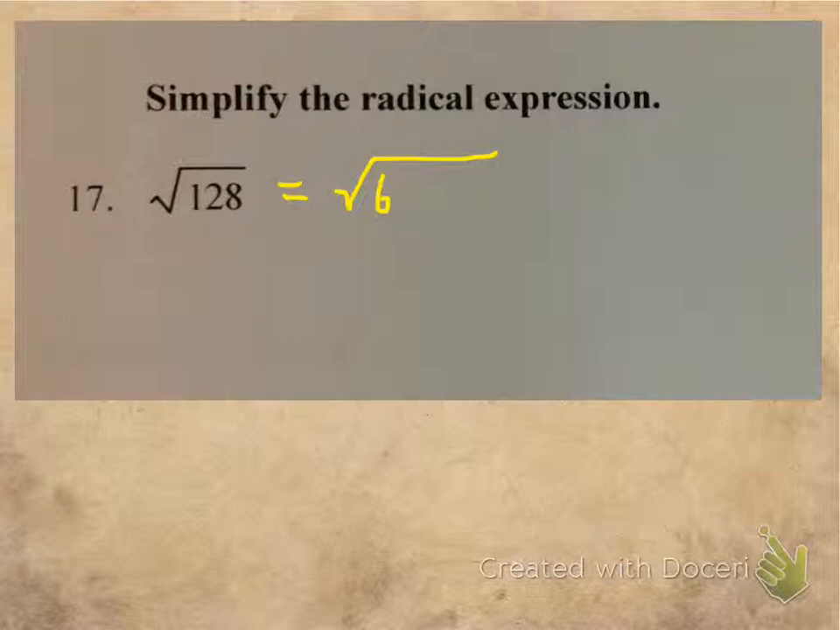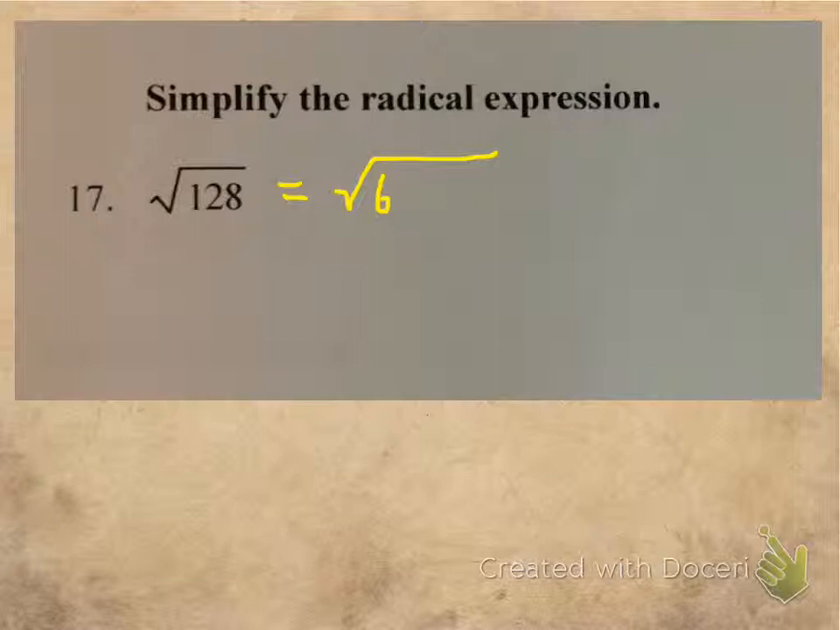Okay, now on the next one, number 17, you have the square root of 128. Now we can use our multiplication property of radicals, which tells us that a single radical can also be rewritten as the product of two radicals, and vice versa. If you have two radicals multiplied together, they can form one radical.